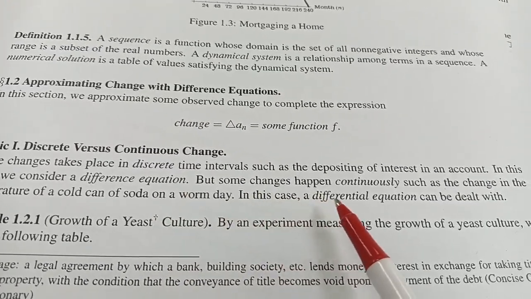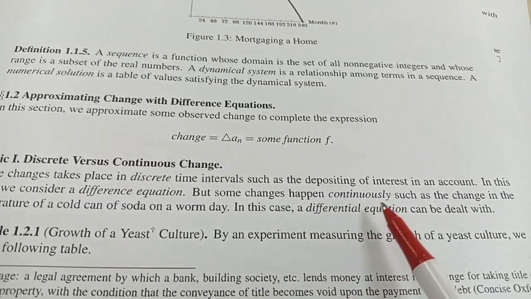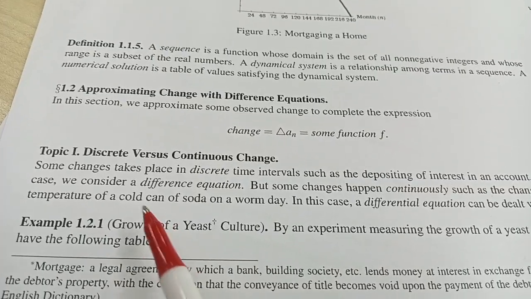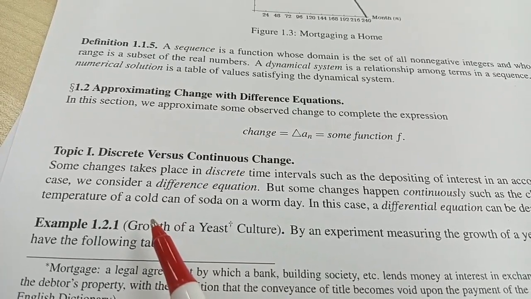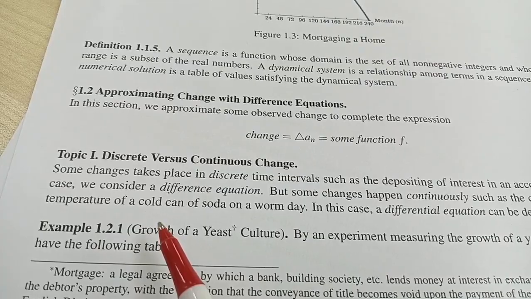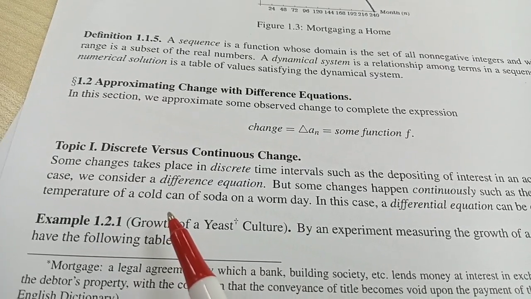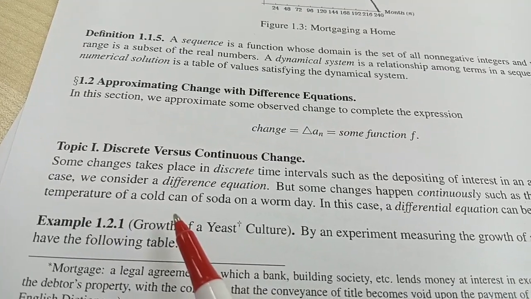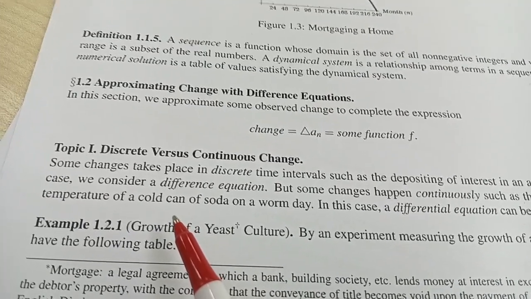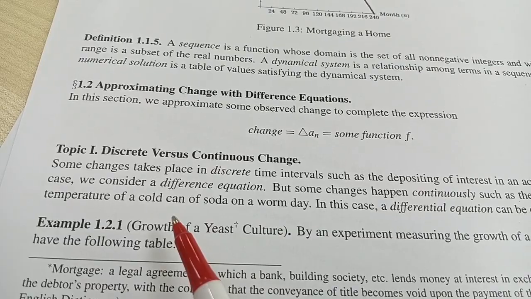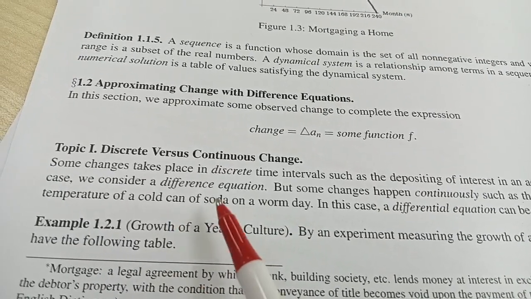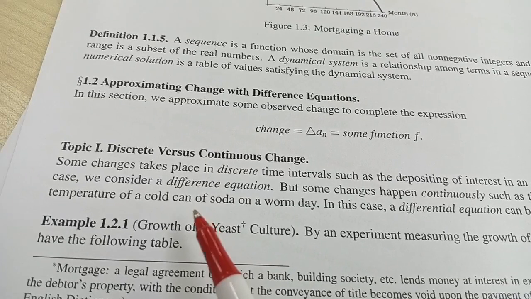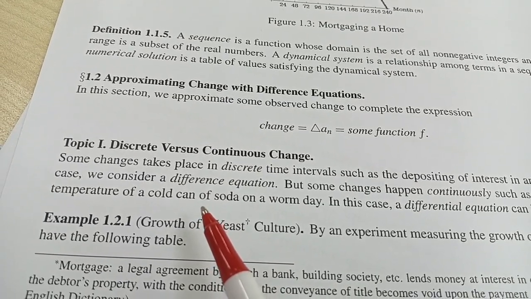But some changes happen continuously, such as change in the temperature of a cold can. Temperature, normally we measure the change continuously. For example, in 1 hour, what would be the change in temperature? Or in 5 hours, or in 10 hours and so on. So we measure the change continuously within the time duration given.